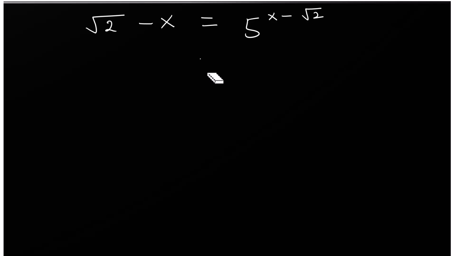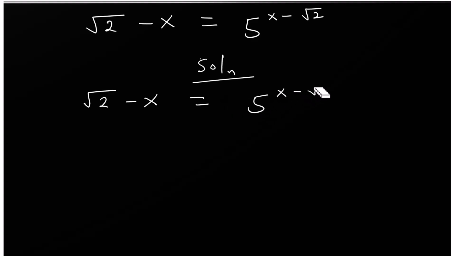Let's provide a solution to this problem. Now we are given square root of 2 minus x equals 5 exponent x minus root 2. Solution. Now we have root 2 minus x equals 5 raised to x minus root 2.